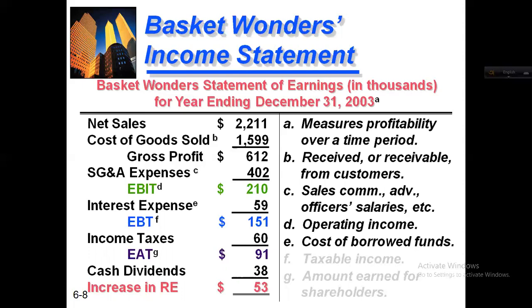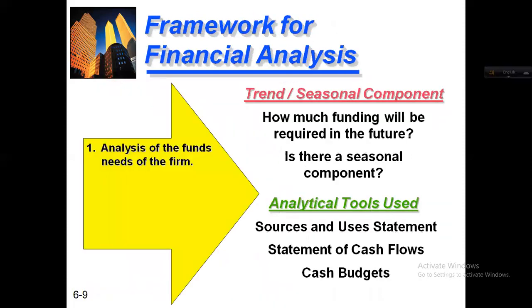So from net income, we deduct the cash dividend, and after that we get retained earnings. So what are the things that can be found out in the income statement? Number 1, measures profitability over a time period. Number 2, receipt or receivable from customers. Number 3, selling expense, administrative expense, office supplies expense. Number 3, operating income. Number D, E, cost of borrowed funds. F is taxable income, and the last one is the amount earned for shareholders. So this is the framework for financial analysis.